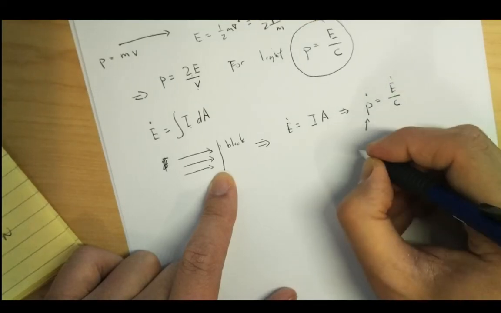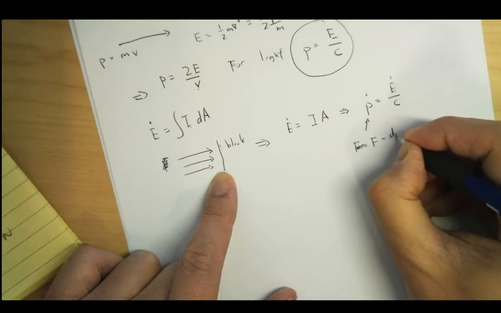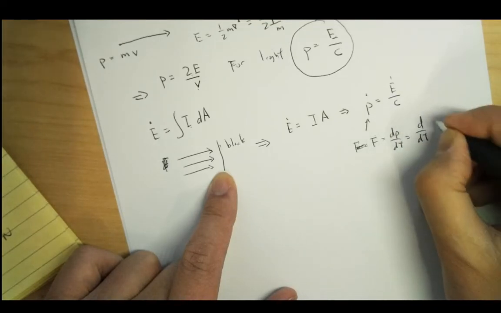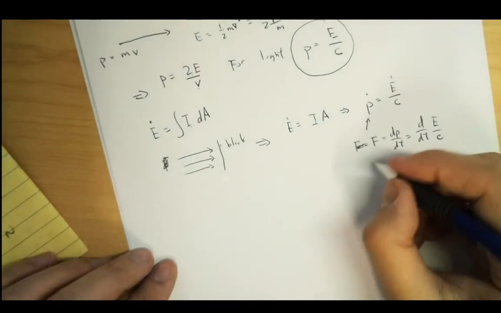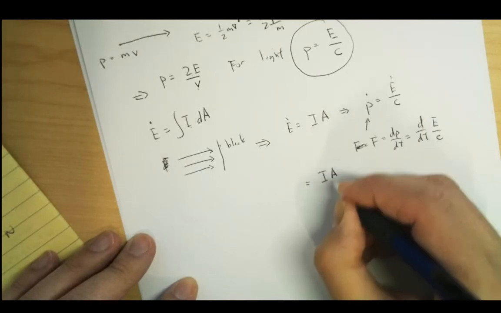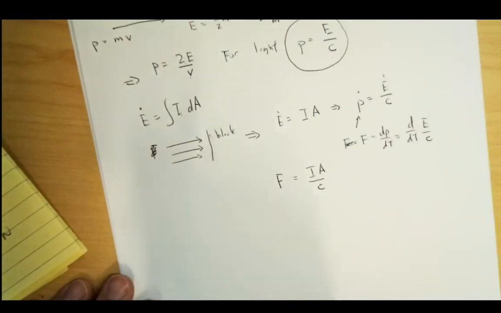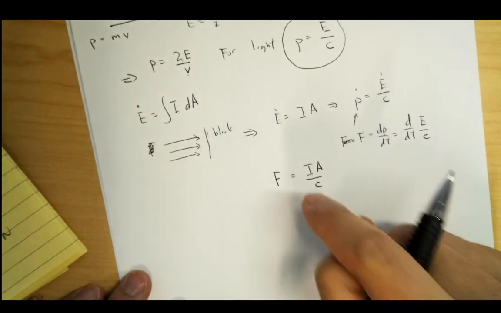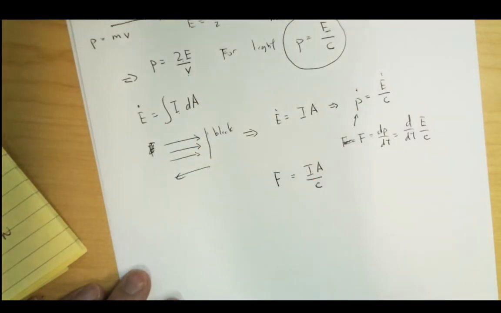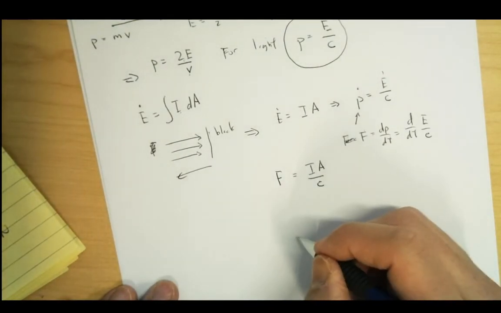What's p dot? p dot is a force, a change in momentum. F is equal to dp/dt, which is d/dt of E over c. So this is just going to be equal to I times A over c, the force that you absorb on a perfectly black surface. If you reflect it, the only change is that you get a factor of 2 here, because the change in the momentum goes from this to that. That's the only thing you have to worry about, but I'm not going to worry about that right now. So that's just I times A.